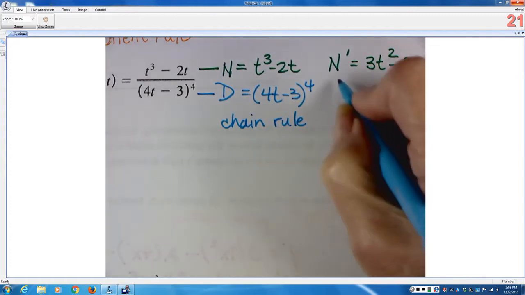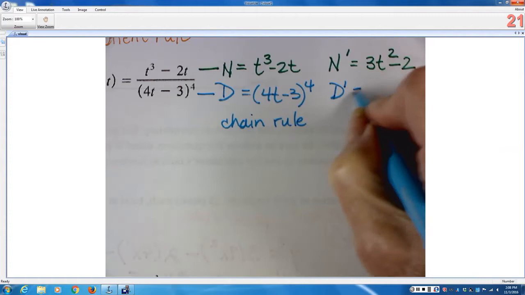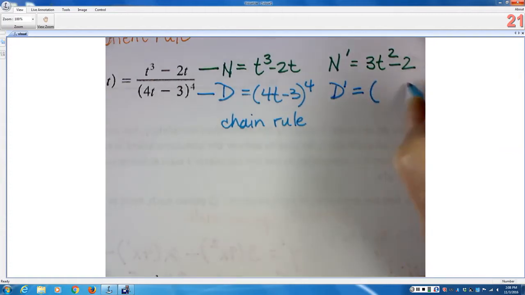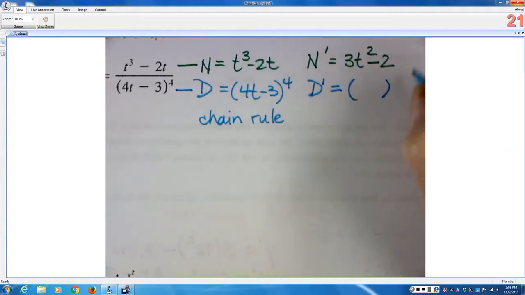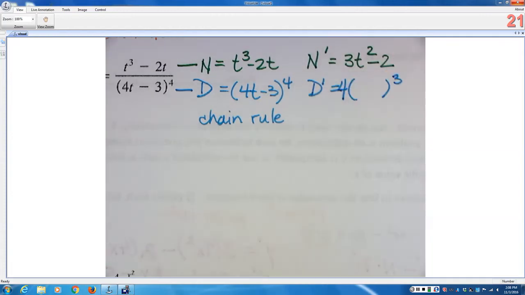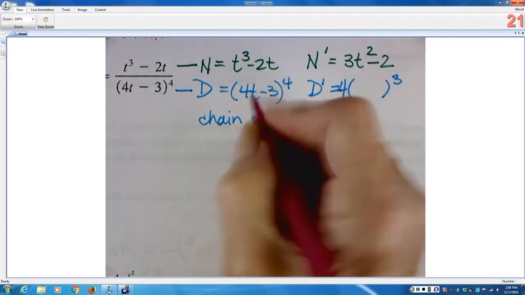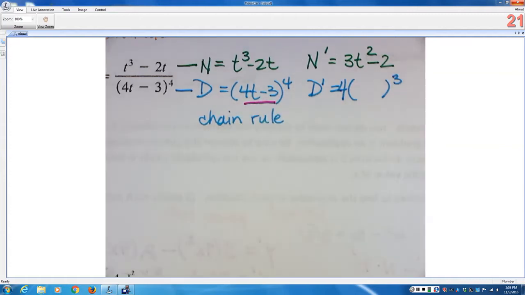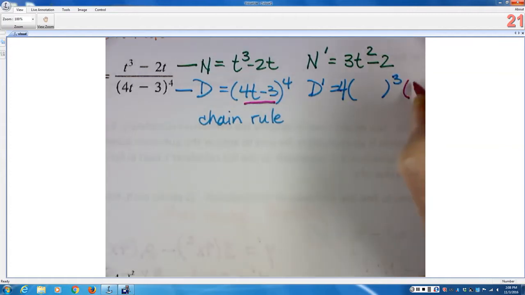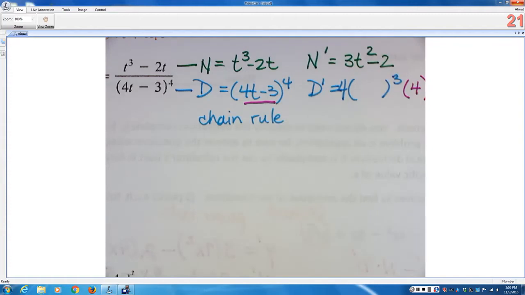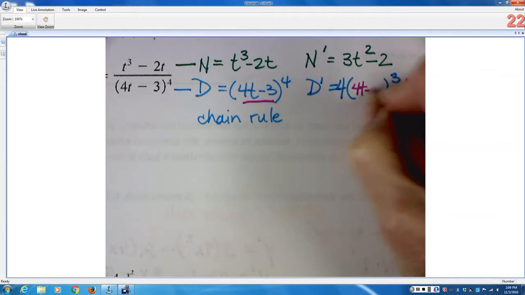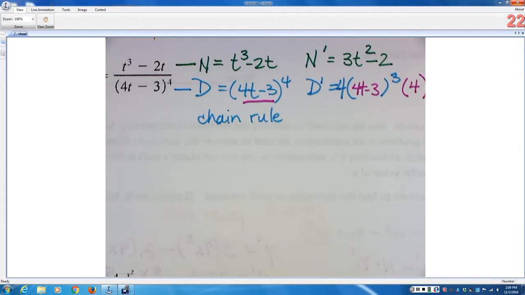So to find the derivative of the denominator, we keep the parentheses, drop the power by 1, bring the power down in front. And then because it's chain rule, we take the derivative of what's inside the parentheses. And what's inside the parentheses is simply 4t minus 3. So there's your four pieces.